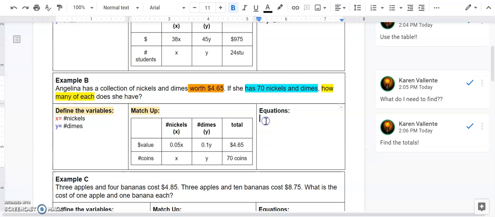Okay, so if I add the value of my nickels plus the value of my dimes, that gets me $4.65. Then I look at my second one for the total number of coins. Well, add up the nickels plus the dimes equals 70. So notice I'm reading it with words. Give it meaning. If you can read it with words and it tells you the same story, boom, good, I got it. If it doesn't match up with your story, rethink how you label things and where you put numbers.